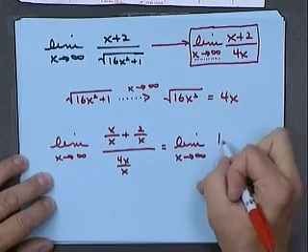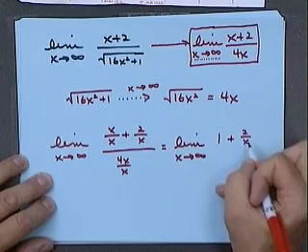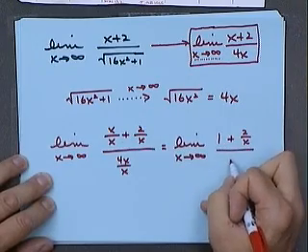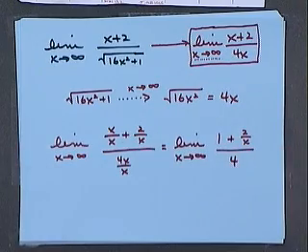X over x is 1. 2 over x we're kind of stuck with. 4x over x is 4. What happens to 2? Quick question, Blair. Oh, I was just about to say what you were saying. Okay. So what was my question going to be?